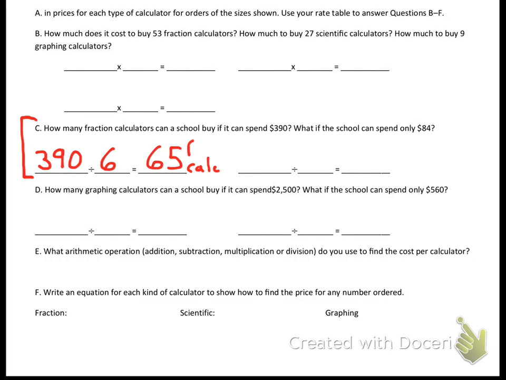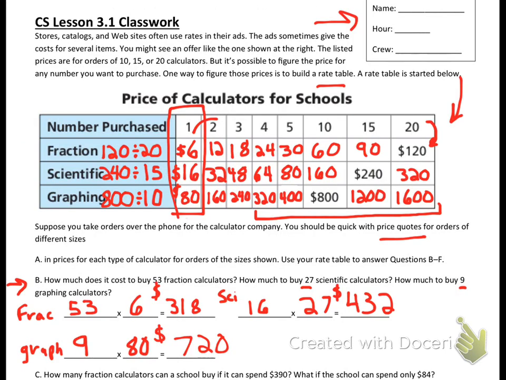Let's make sure we label that. Fraction calculator. All right. What if we can only spend $84? Well, if I go back to this, I know that it's probably going to be between 15 calculators and 10 calculators. I'm guessing somewhere around 13 or 14. Okay? And I can tell by looking at my table really quickly right here.